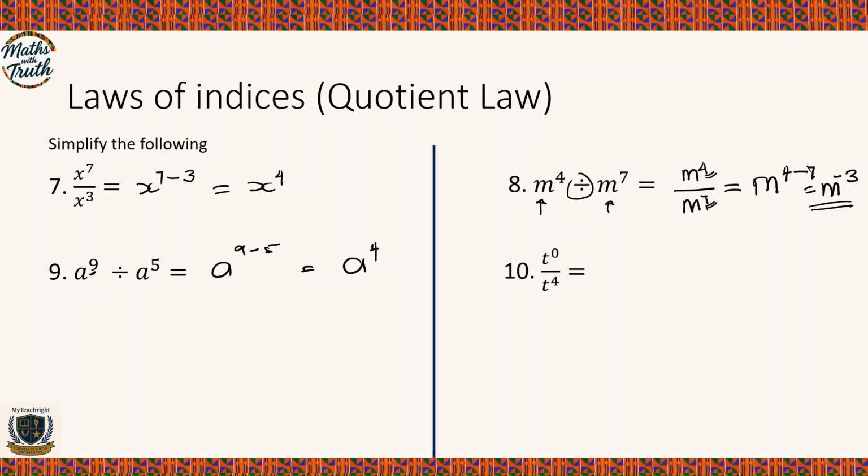Another thing that we will get to know in this video is when we have indices expressions like this. We have t exponent 0, and we'll get to know what that means. But for now, let's just apply the quotient law that you have derived. So we have t exponent 0 minus 4, which then gives us t exponent negative 4. Example 11. When you have 2 exponent 3 divided by 2 exponent 3, that is equal to 2 exponent 3 minus 3, which then is equal to 2 exponent 0.